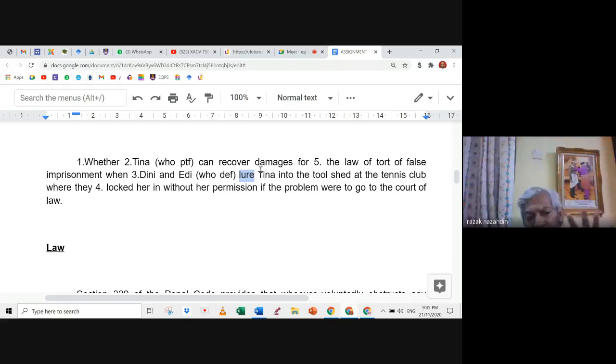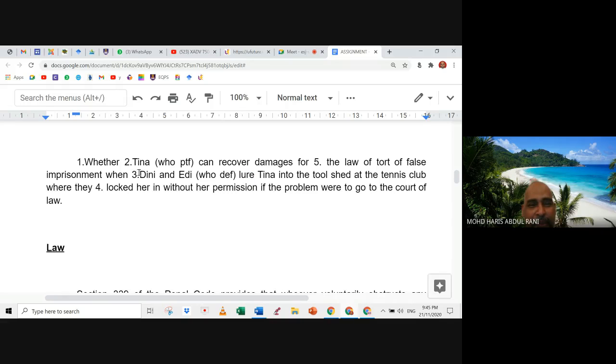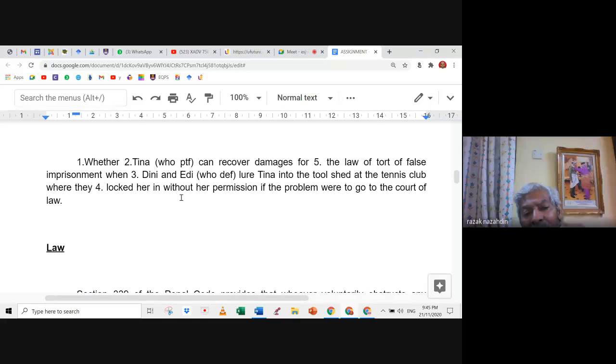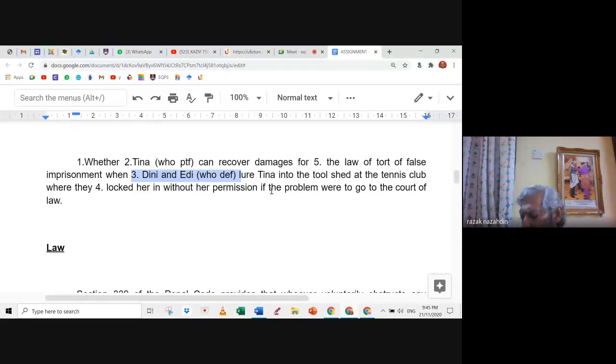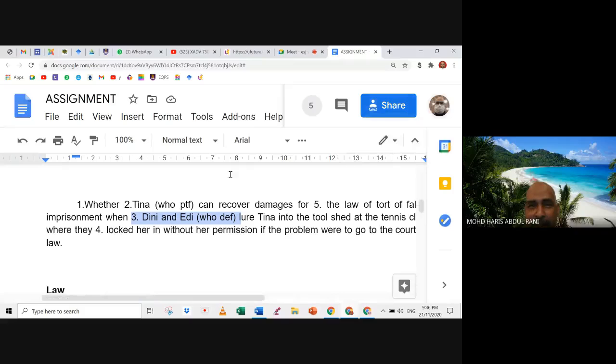Okay, so that means the 5 criteria: number 1, whether; number 2, parties involved; number 3, apa? The defendant, potential defendant. Number 3 kan ada Dini dengan Eddie ni potential defendant. Tapi number 2 dah mention defendant, plaintiff, Dini, Eddie semua dah mention. You tengok ni, number 2 ni Tina is the plaintiff. Dini dengan Eddie, the defendant. Nampak tak? Mana parties tu? Break up into 2 lah. Nombor 2, plaintiff. Nombor 3 is defendant.